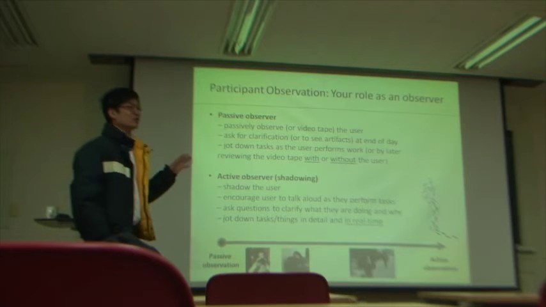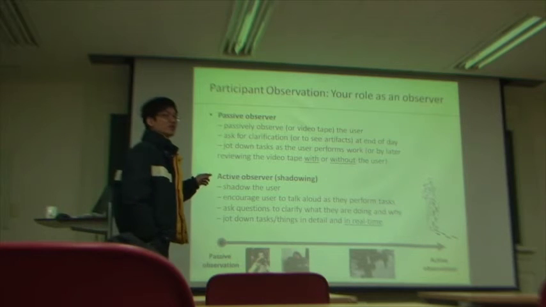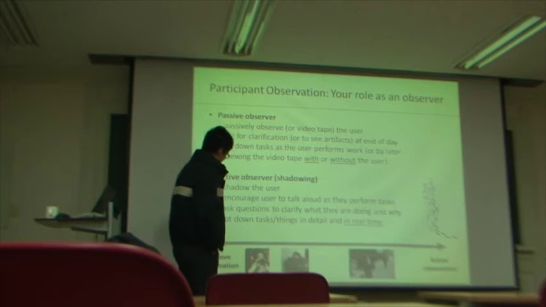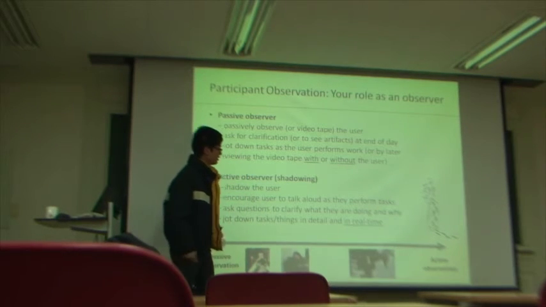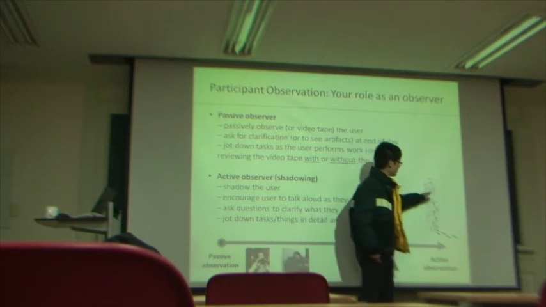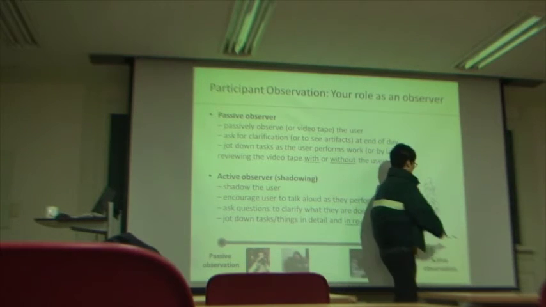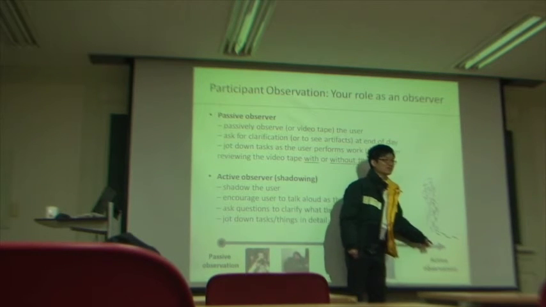Okay, so regarding your role as an observer, the role you can take can go from here to there. Here means the active observation. You kind of shadow a person, right? You just follow him all the time. So this will be an active observation.